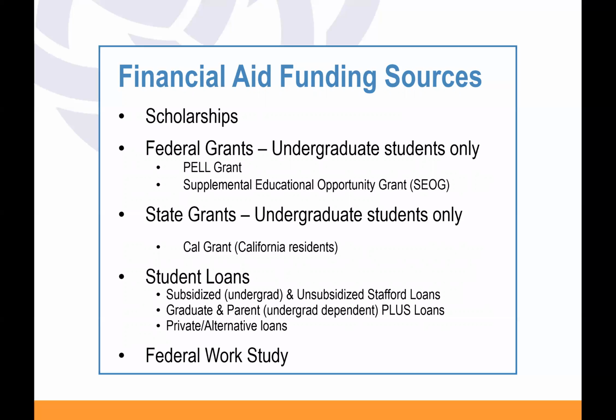Graduate and Parent PLUS loans. Undergrad dependent students could be eligible for the Parent PLUS loan, which is credit based. Say that you are an undergrad student and you still need additional funding to pay for your tuition and fees or for living expenses, your parent can definitely apply for the PLUS loan as long as you're a dependent student.